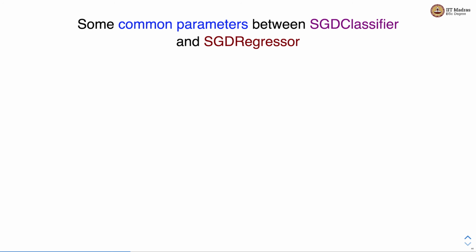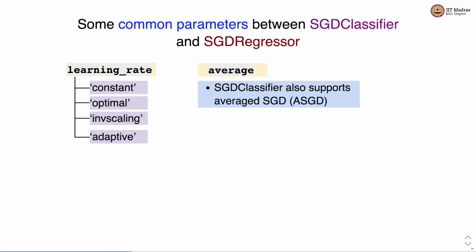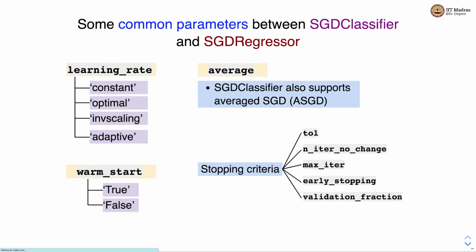There are some parameters that are common between SGD classifier and regressor. There are parameters like learning rate, average SGD, warm start, and stopping criteria. These parameters are exactly like how we used in SGD regressor. If you want to know more about these parameters, I would recommend you to have a relook at the SGD regressor video in the linear regression module.